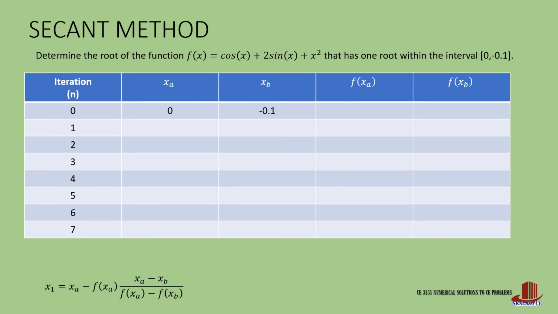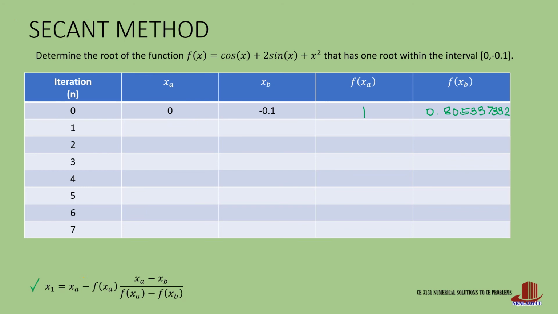Determine the root of the function of x, the cosine of x plus 2 sine of x plus x squared, that has one root within the interval 0 and negative 0.1. So take the upper limit as x sub a and the lower limit as x sub b. By using our functions with this formula below, then we can get our value for f of x sub a as 1 and that of x sub b taken as 0.805337332.